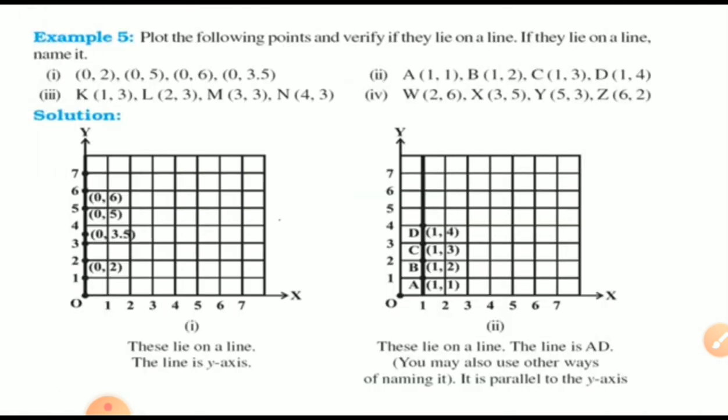Very good, students. Example 5. Plot the following points and verify if they lie on a line. If they lie on a line, name it. The first set of points, the second, the third and the fourth. The first number is the x-coordinate and the second number is the y-coordinate. Points A, B, C, D. In the third question, K, L, M, N are the points, denoted W, X, Y, Z. Any alphabet can be used to name the points.